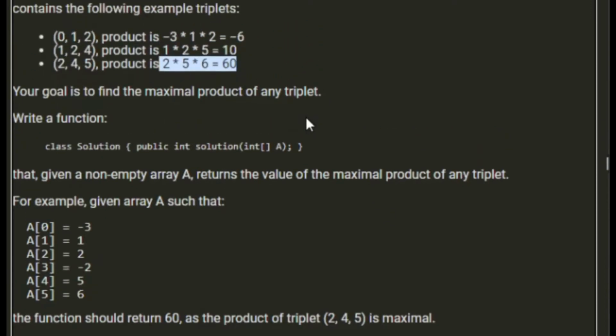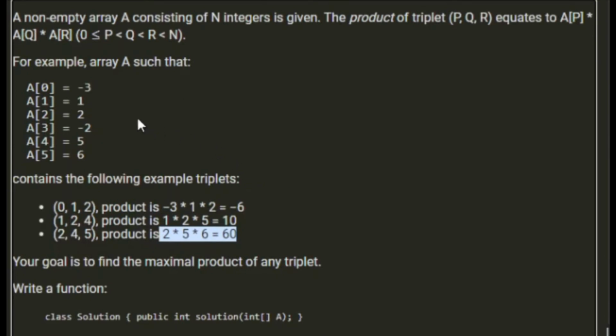Okay, so I guess we're not going to want to scan through the whole array and multiply every 3 combinations, because that will be many loops. I think the complication in this one is that a negative times a negative is a positive, because what I'm thinking is we just need to find the 3 largest numbers in the array, and once we've got the 3 largest numbers, just multiply them together.